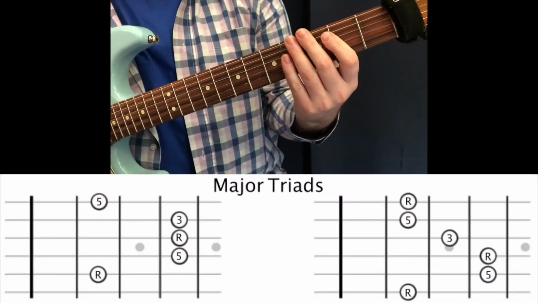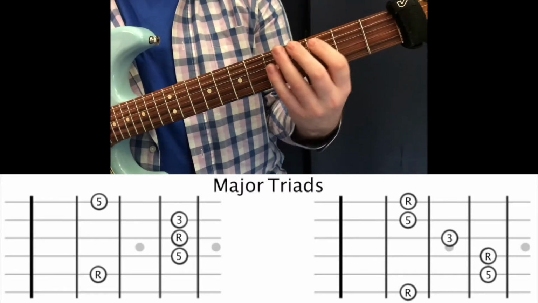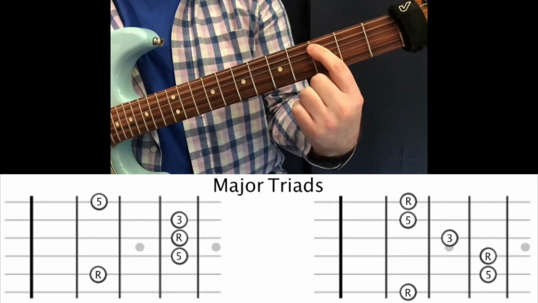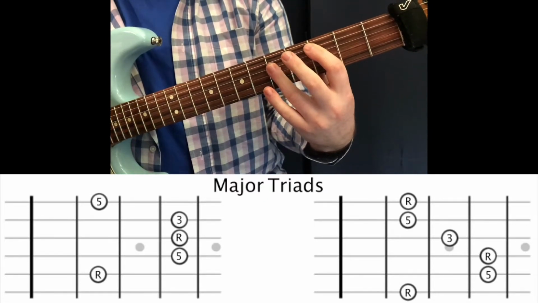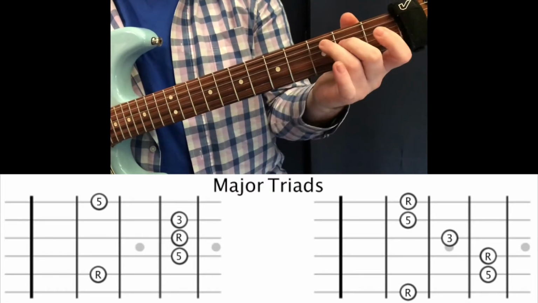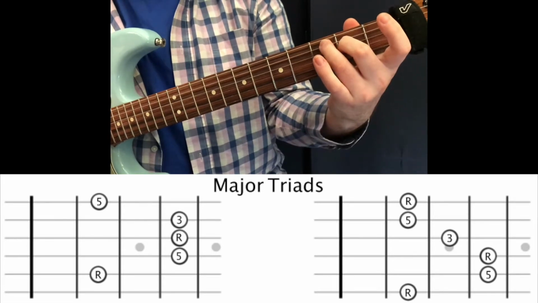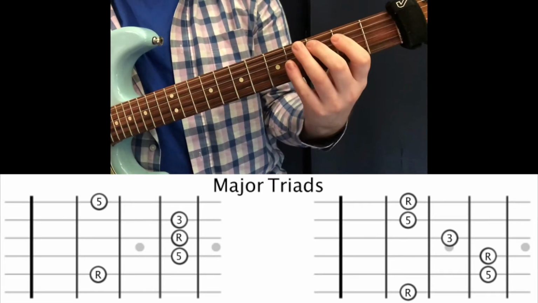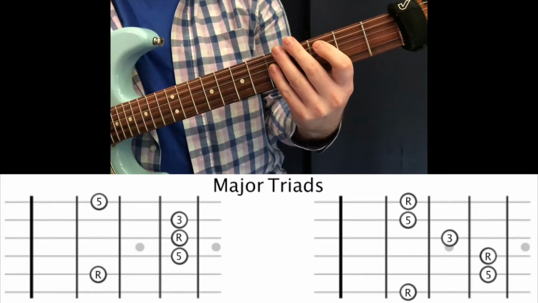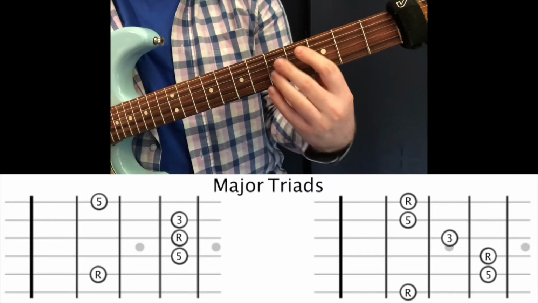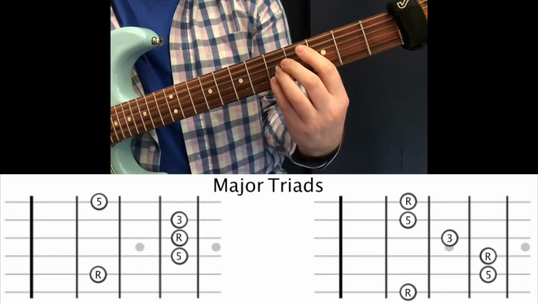So let's start with the major triads. So we're going to start on a root. Then on guitar, we're going to double some notes and we're going to spread them out. So on a piano, you might see them stacked, just C, E, G, just like that. On guitar, it's kind of hard to do things with that. So what we normally do is we'll spread it out so we can utilize more strings.